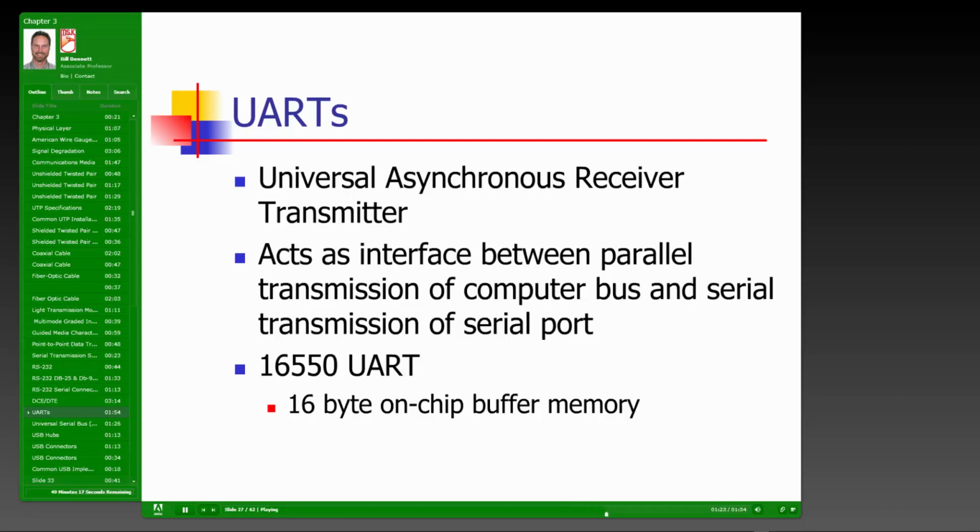So as it says in the second bullet there, it's the interface between the parallel transmission of the computer bus and the serial transmission of the serial port. The most common UART is a 16550 UART, which has 16 bytes of on-chip buffer memory. And so that's quite a bit of memory, at least in modem communications. And it really helped to speed up the communications process too once they upgraded to the 16550 UARTs.